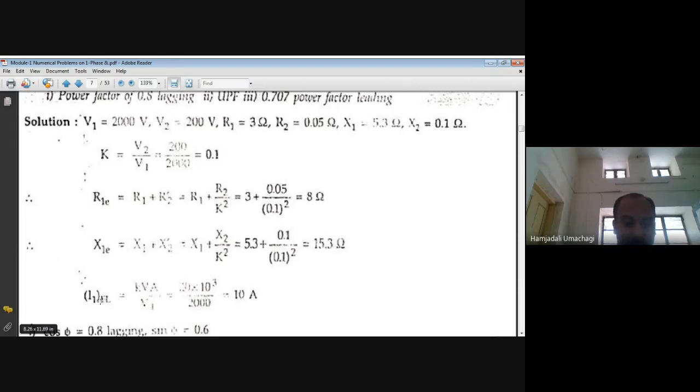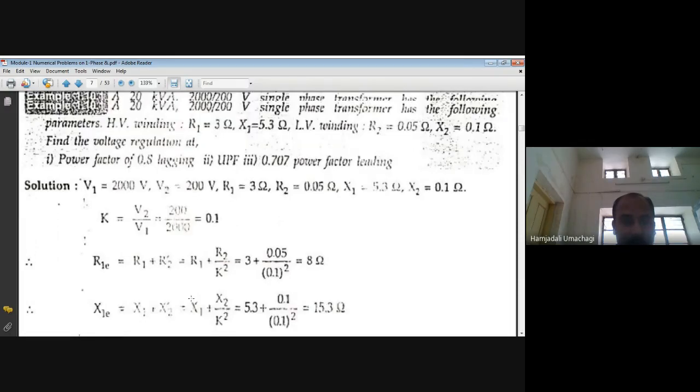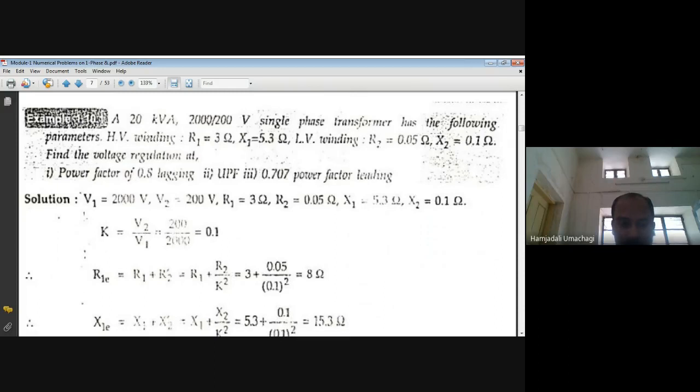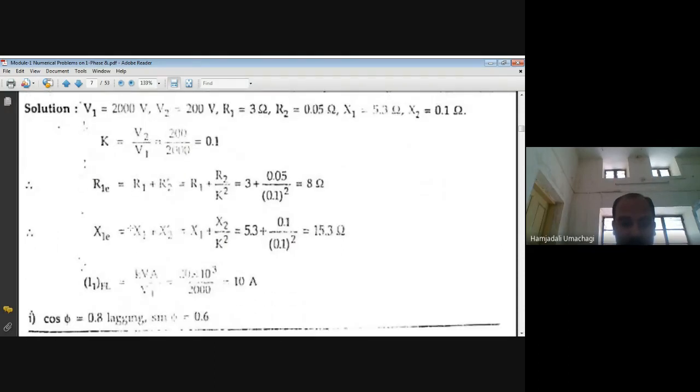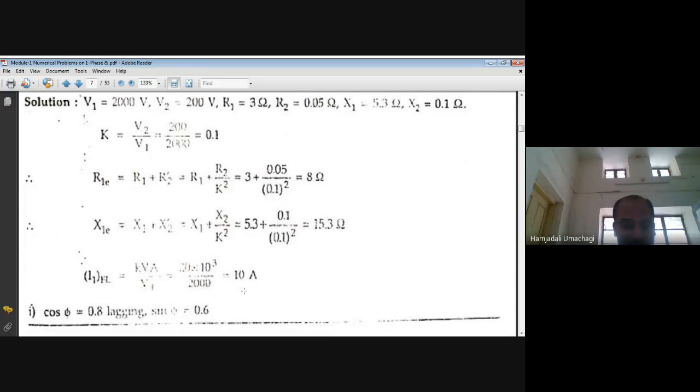Now calculate full load primary current. I1 FL is nothing but kVA divided by V1. kVA is given as 20 kVA, 20 into 10 raised to 3, divided by V1. Primary voltage is 2000. So 20 into 10 raised to 3 divided by 2000. So full load primary current will be 10 ampere.